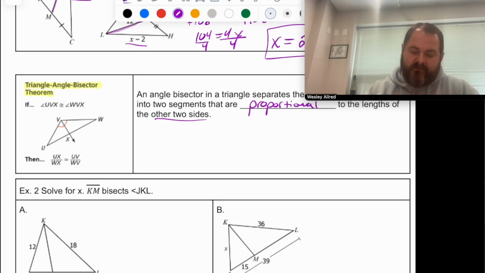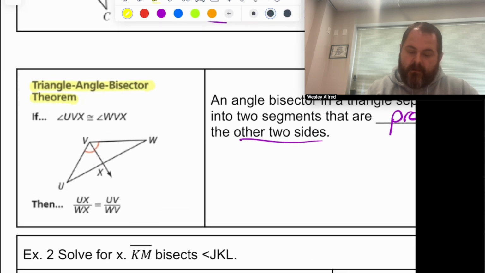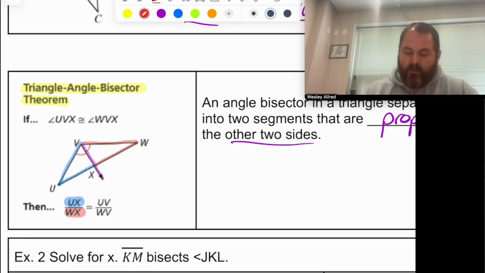So this angle bisector, we'll zoom in on my picture. This angle bisector splits this opposite side, UW, into two segments, UX and XW, that are proportional, not equal, but proportional to their matching other sides. So what that tells you is the length of UX in ratio to the length of WX would be the same as this side of the triangle UV compared to the other side of the triangle WV. Okay?